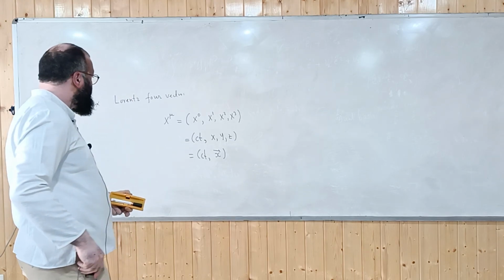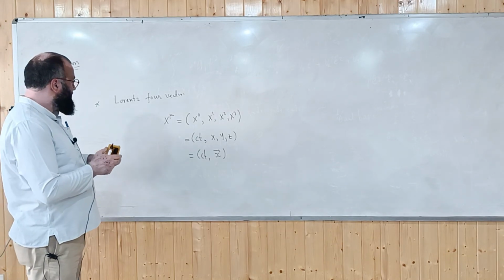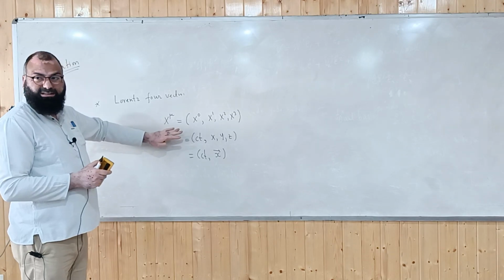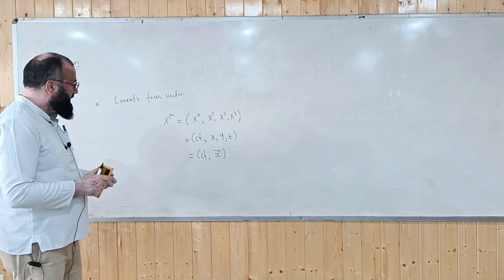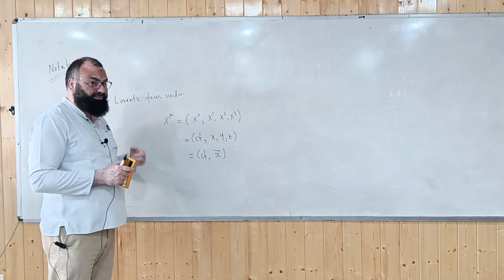So let me introduce now what we call a Lorentz 4 vector. Forget about Lorentz, call it a 4 vector. It has 4 components this way, and I will call it a contravariant vector. This is how I will define it.